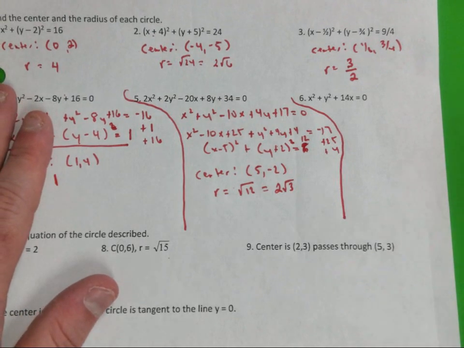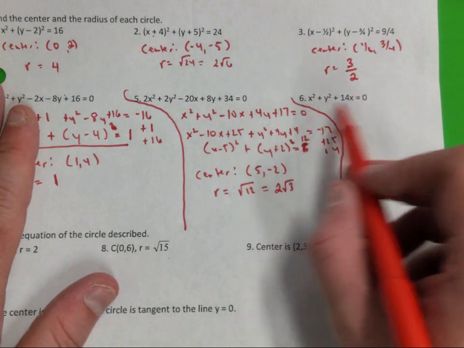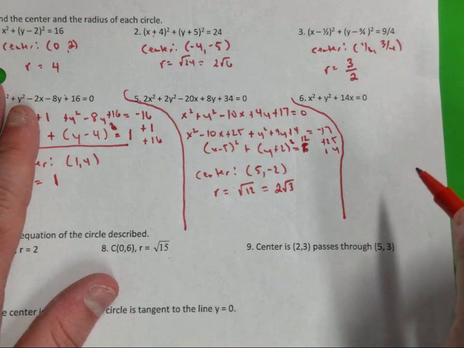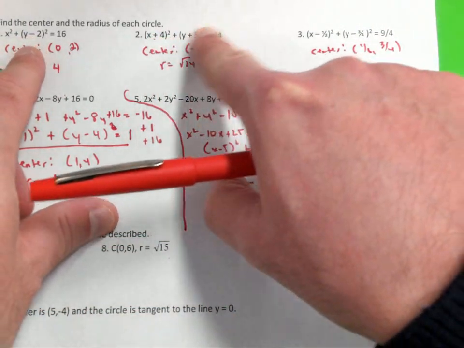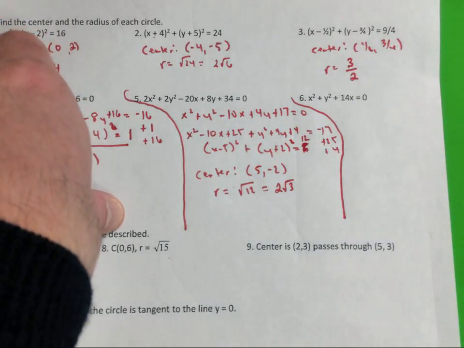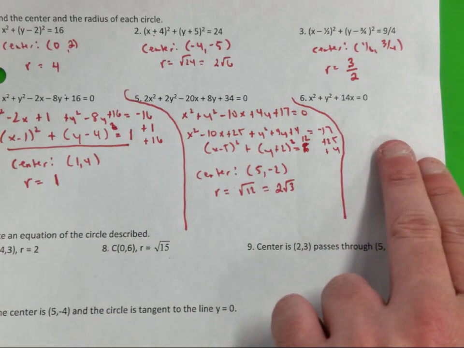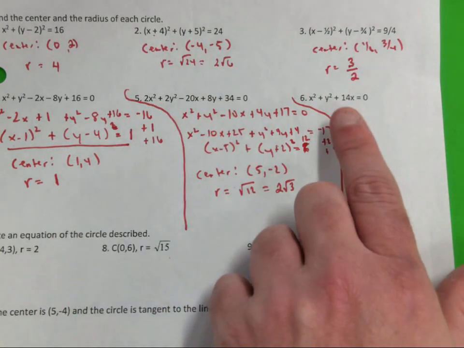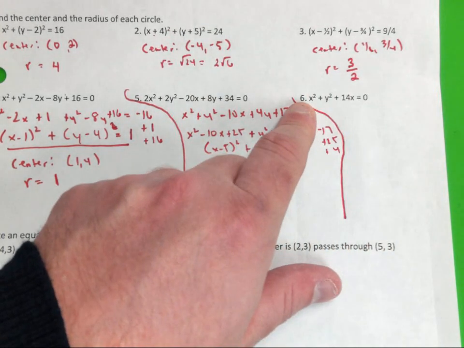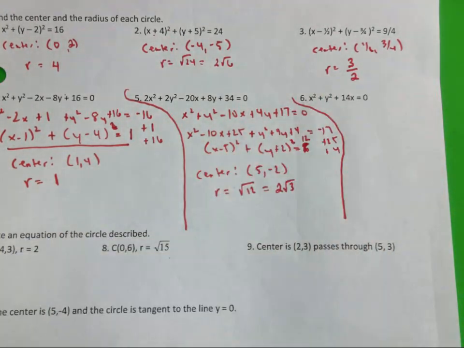Number 6. Alright. Is this in standard form? Standard form is when it's already looking like this, that you can pick the center and radius out. No, you need to get it in standard form. These 3 have not been in standard form. Standard form's like this. Okay, but the good thing is, what's in front of x and y? Oh, 1. So we don't have to divide anything out, do we?